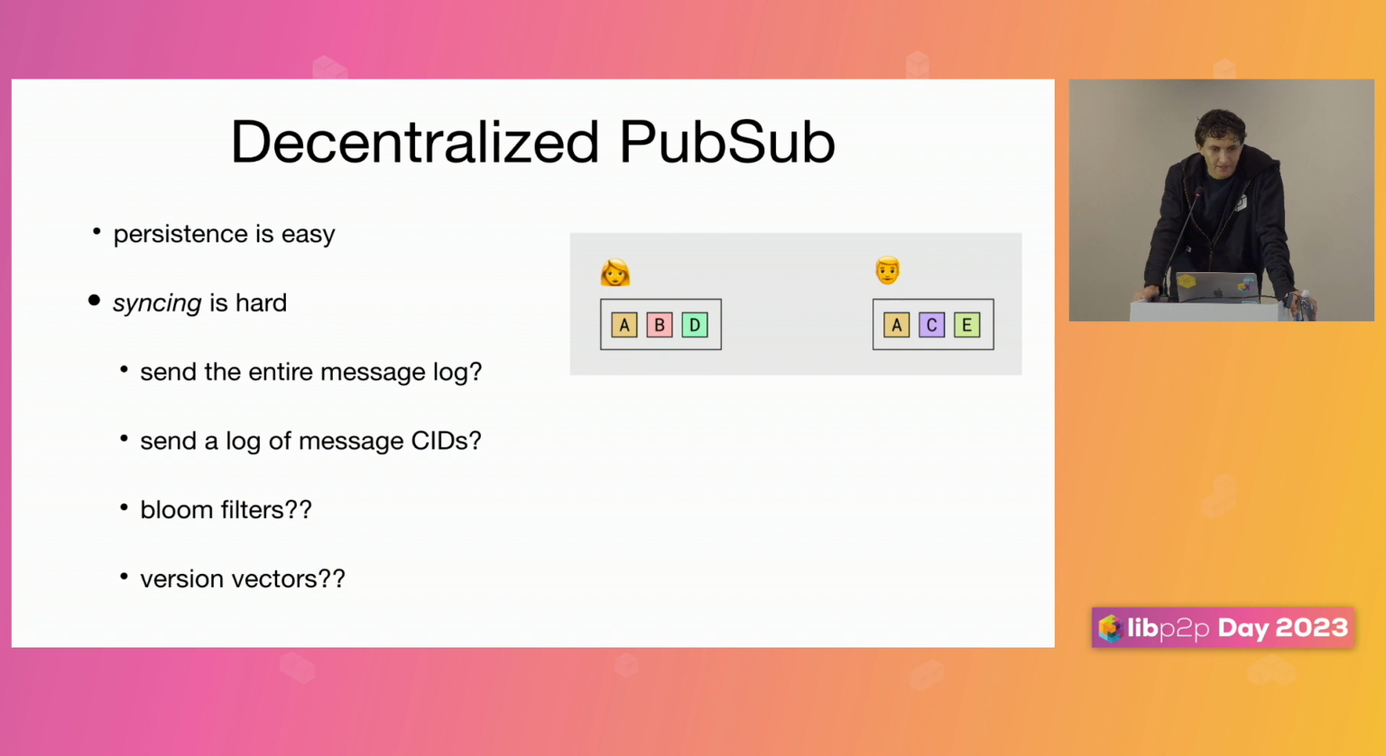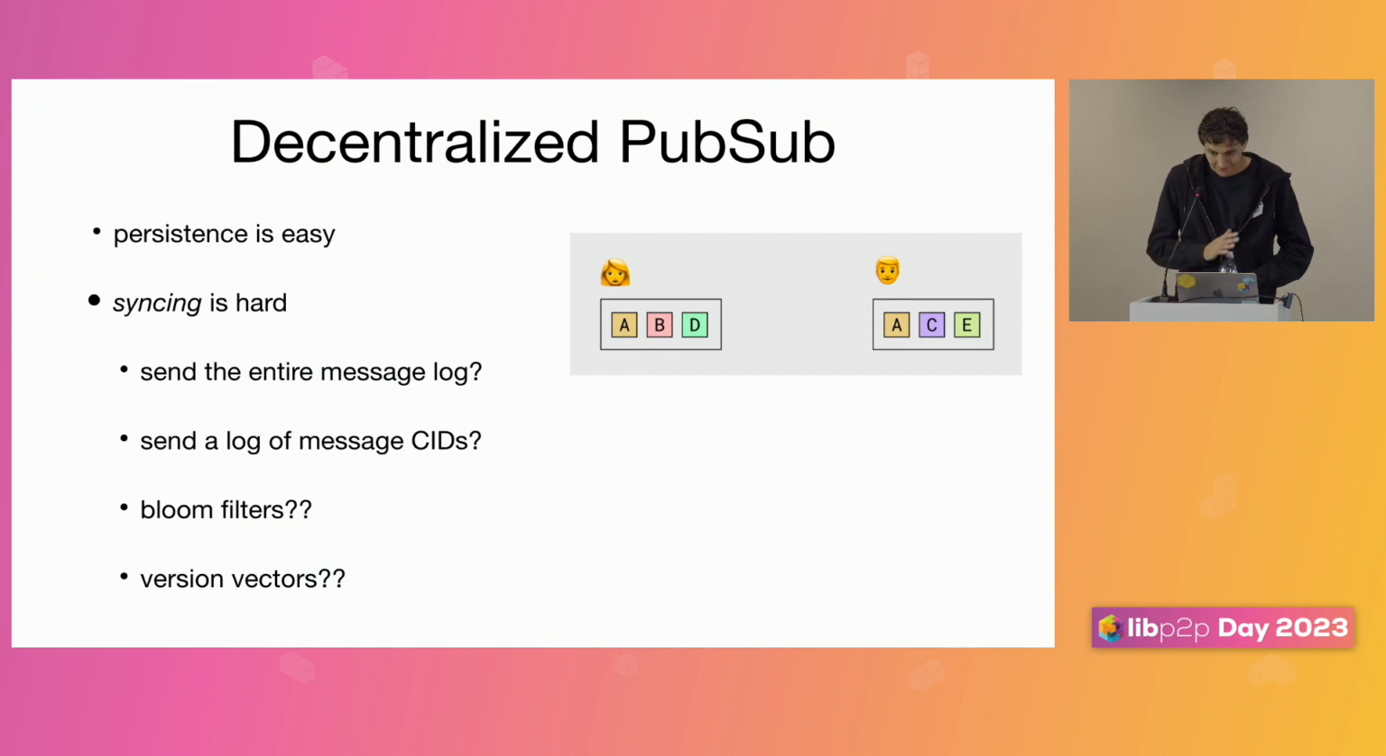So if we're thinking about this example, the persistence aspect is pretty easy. We can easily just open a key-value store or SQLite database and save all of our messages as they're coming in. Save them by CID or key or whatever we have. The syncing aspect is what's hard. If we have these two peers, Alice and Bob, and for whatever reason they have a different set of messages that they've received, and they get connected to each other, how do they figure out which messages the other has that they don't? There are a few ways that you could imagine trying to approach this.